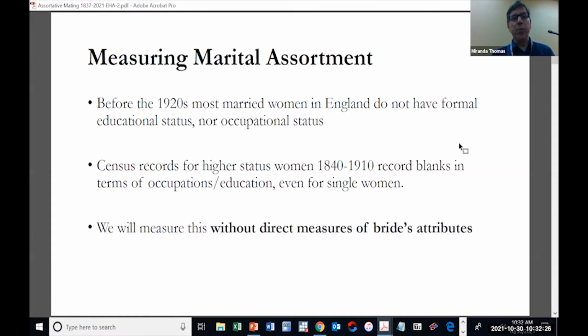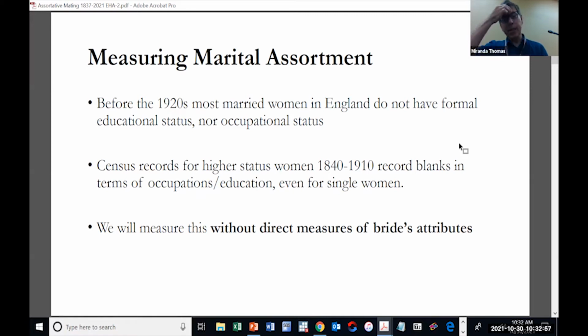Now, the problem with measuring marital assortment is that before the 1920s, most women getting married in England don't have formal educational status. And a lot of upper class women are not even ascribed any kind of occupational status. And the census records for women are often just blank in these terms. And so what we're going to do here is measure this without direct measures of the bride's attributes.